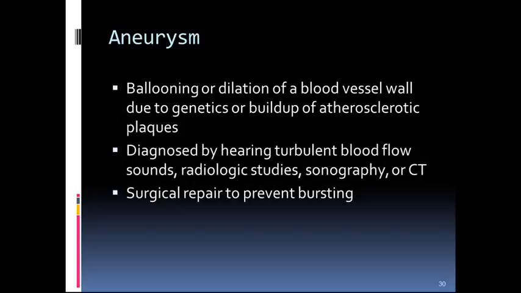We often auscultate for bruits, which are often heard for abdominal aneurysms. And then if a bruit is heard, we will order other studies such as a CT scan or MRI to see how large that abdominal aortic aneurysm is. Surgical repair will prevent the bursting.